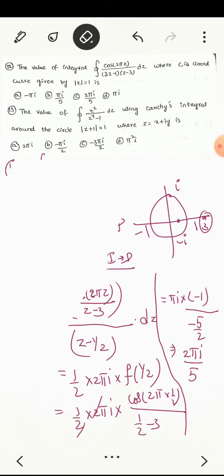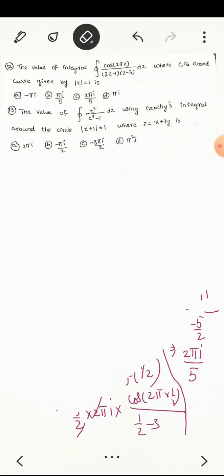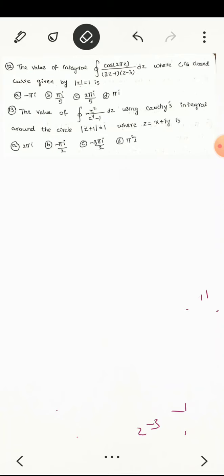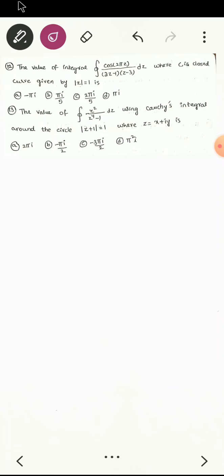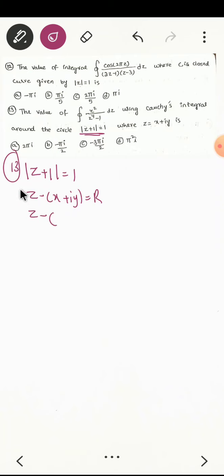Okay, let us solve problem number 13. What they are saying: the value of the integral z square by z power 4 minus 1 using Cauchy's integral theorem. Whichever is lying inside, you have to keep it down, and whichever is not lying inside, you have to send to the numerator, and that will act as f of z. Then what have they given? The contour mod z plus 1 equal to 1. Compare this with mod z minus (x plus iy) equal to r. Then I can write it as z minus (minus 1 plus i into 0) equal to 1.